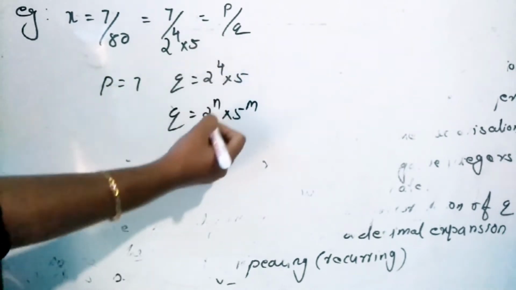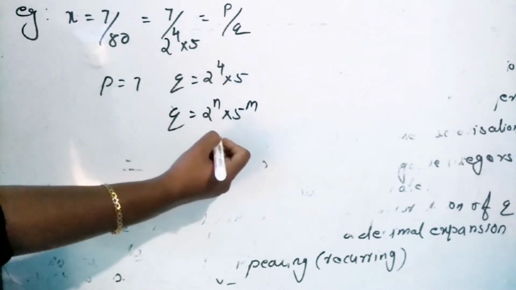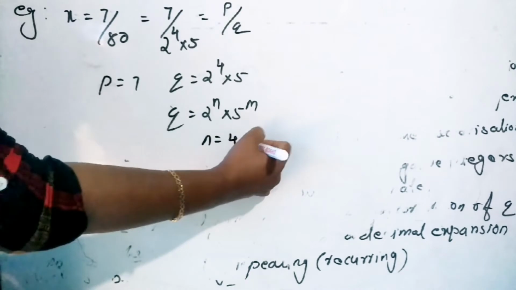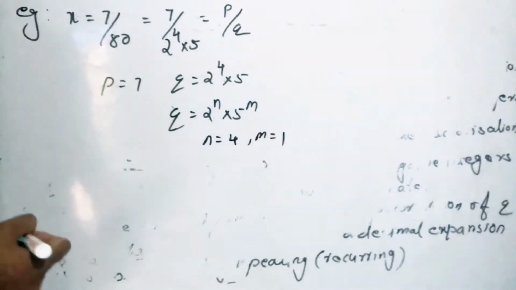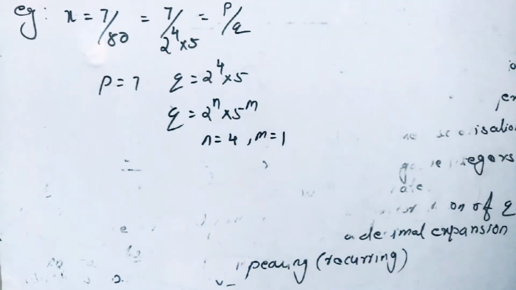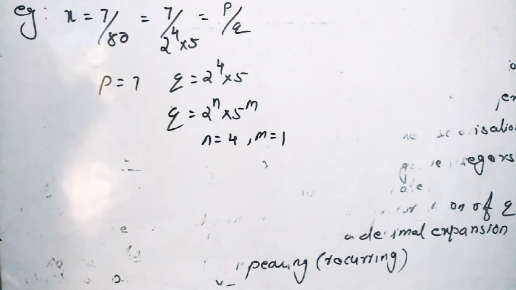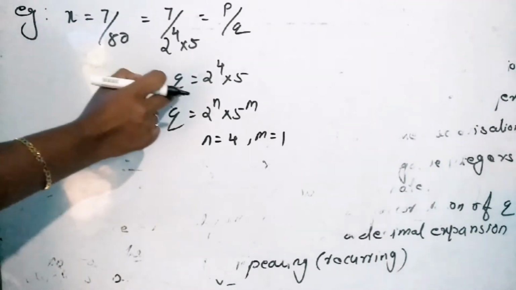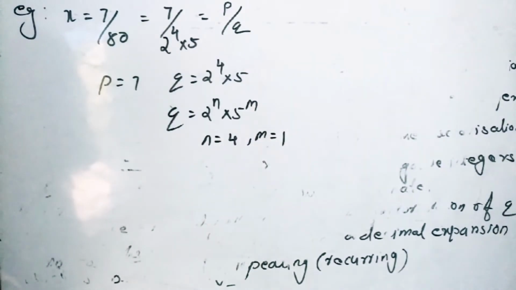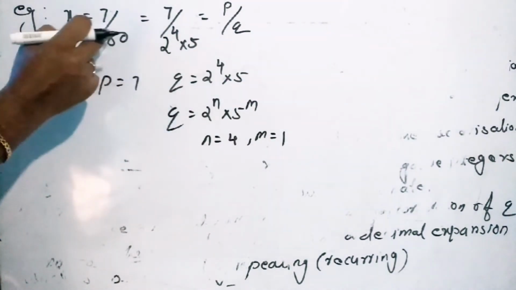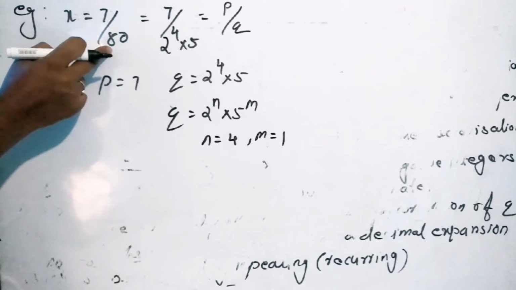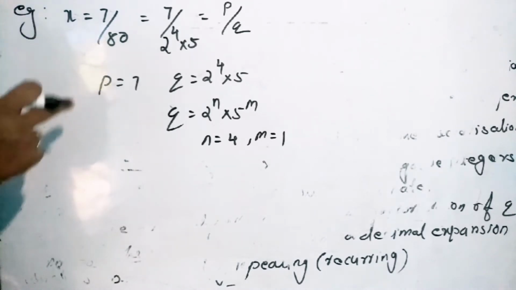Okay, what is the value of n? Just compare the power of 2, we will get n is equal to 4 and m is equal to 1. Since q is of the form 2 raised to n into 5 raised to m, by using our theorem, we can say that the rational number 7 by 80 has a decimal expansion which terminates.